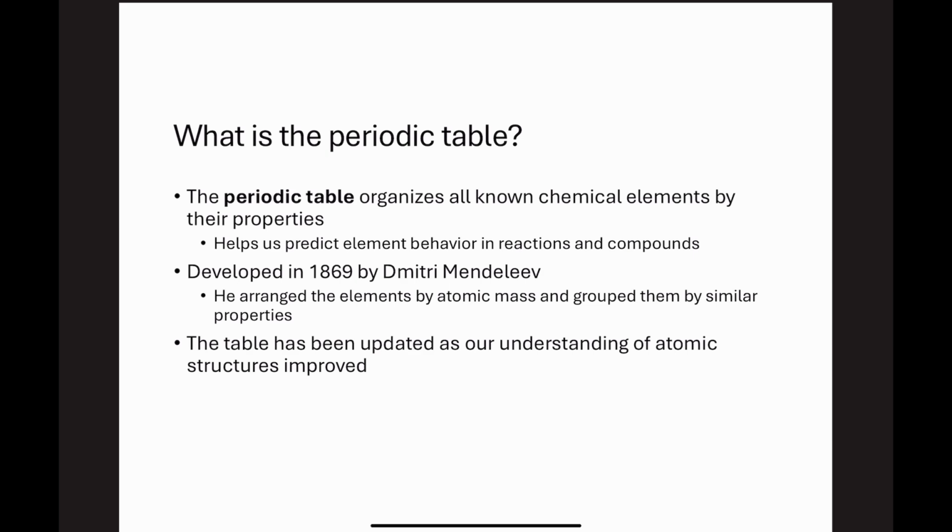And the periodic table was actually developed in 1869 by Dmitry Mendeleev, and he organized these elements by their atomic mass, and then he grouped them by similar properties. This organization helped predict the properties of undiscovered elements. But over time, this table has been updated as our understanding of atomic structures has grown. Today, instead of organizing the periodic table by atomic mass, we organize it by atomic number. So the periodic table is not just a chart. It is an extremely powerful tool that helps us understand and predict the behavior of matter.